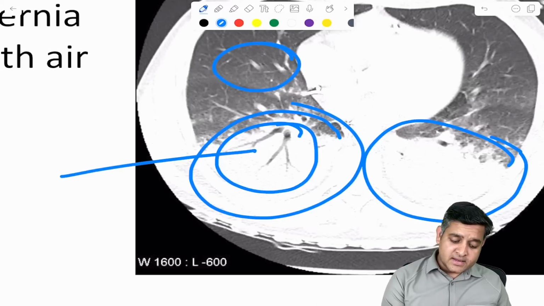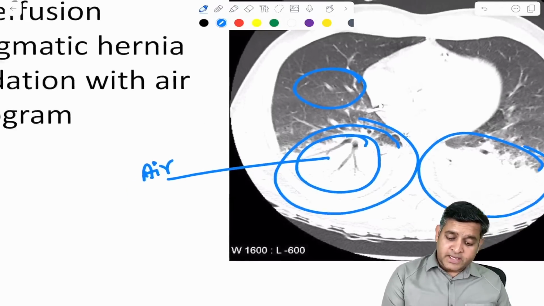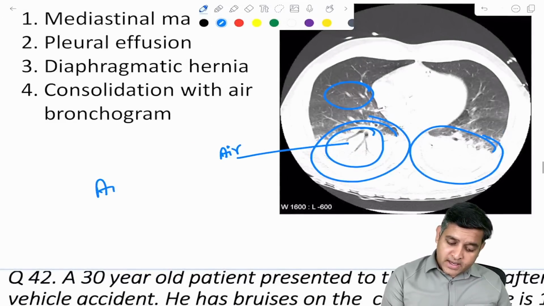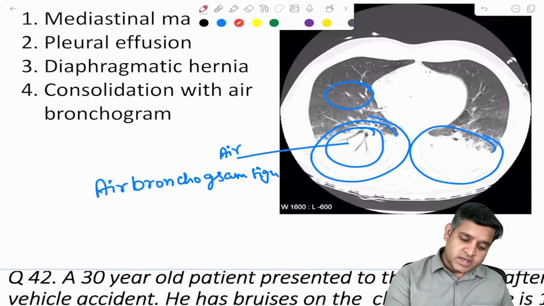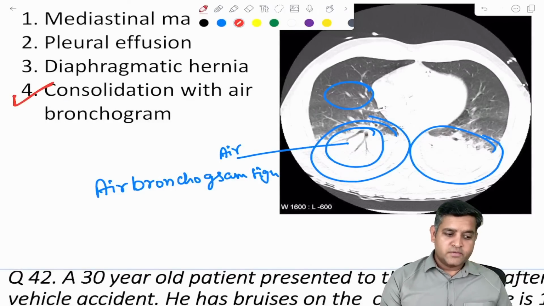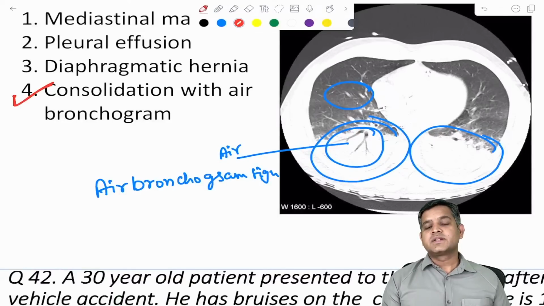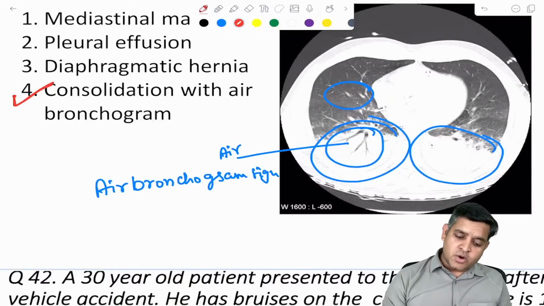If it is black, it is air. And this is air bronchogram sign. So this is a case of consolidation with air bronchogram sign.